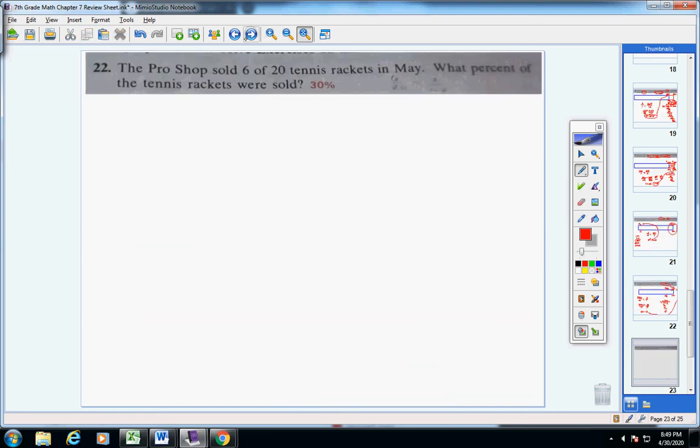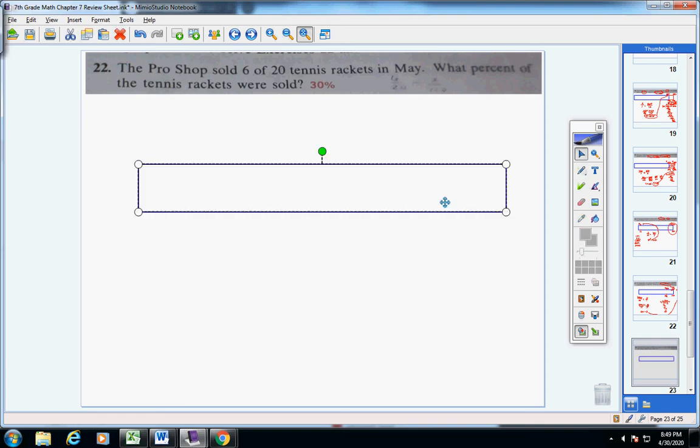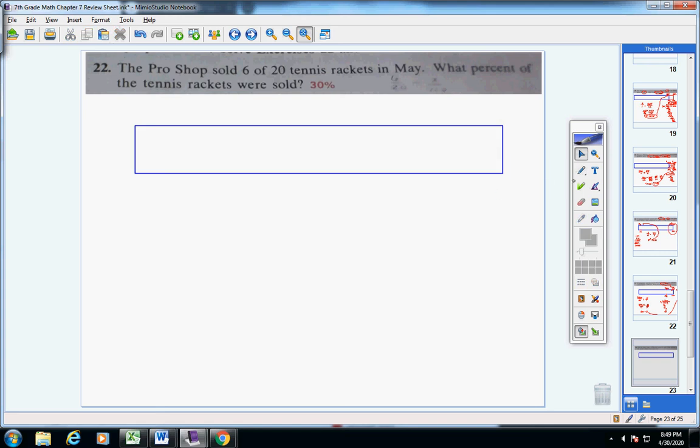Alright, number 22. The Pro Shop sold 6 of 20 tennis rackets in May. What percent of the tennis rackets were sold? Okay, guys, so here we go. Again, this shouldn't be too hard to figure out. They sold 6 out of 20. So 20 is your 100%. 6 would be your percent here that you're looking for. And so here we go. 6 over x equals 20 over 1.